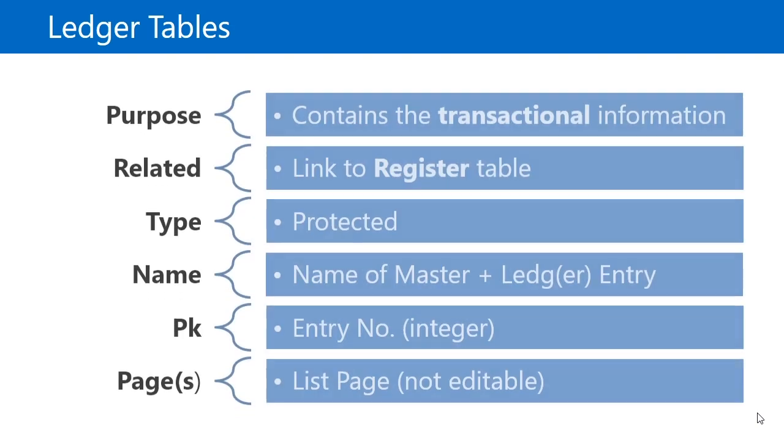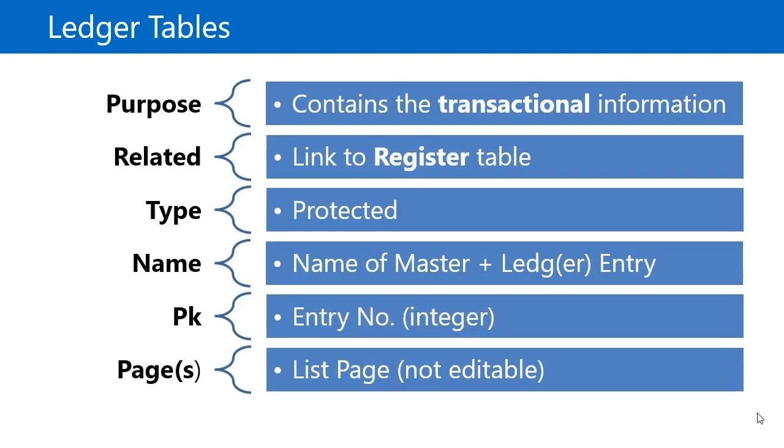If you have a closer look at a ledger table, we'll see that the purpose of a ledger entry table is to contain posted transactional information, typically with a link back to the register table. A ledger table is a protected table, which means we can't do data entry in it directly. The name of a table is typically the name of the corresponding master table, followed by the words ledger entry, which might be abbreviated. The primary key is an entry number field, and the pages we typically use are list pages which are not editable.